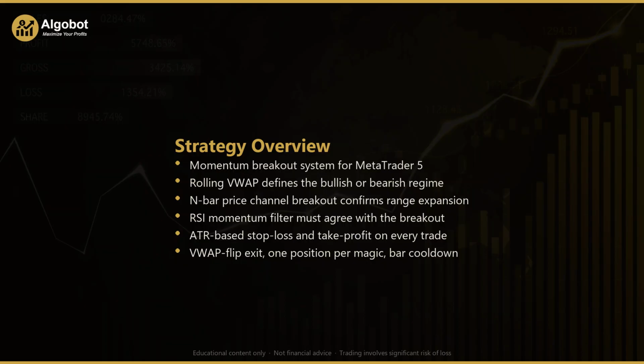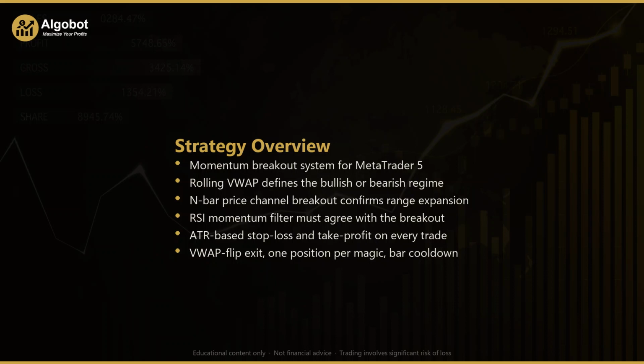The strategy is built around three layers of confirmation, and that is really its defining feature. The first layer is the rolling volume-weighted average price, or VWAP, which acts as an institutional fair value anchor. When price is trading above the VWAP, the strategy treats the market as being in a bullish regime, and when price is below it, a bearish regime.